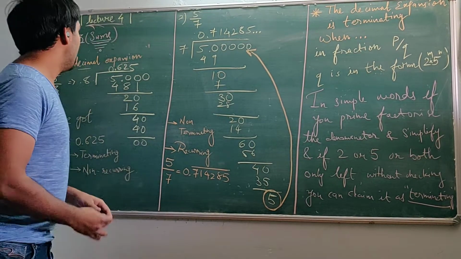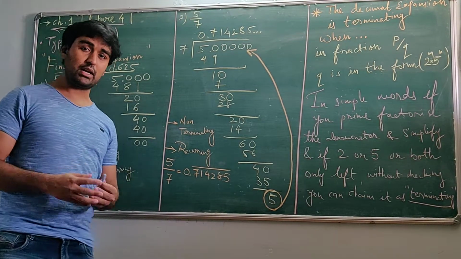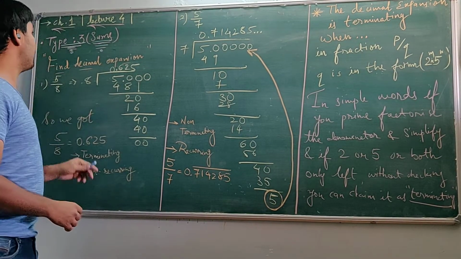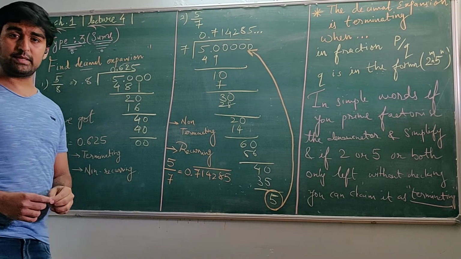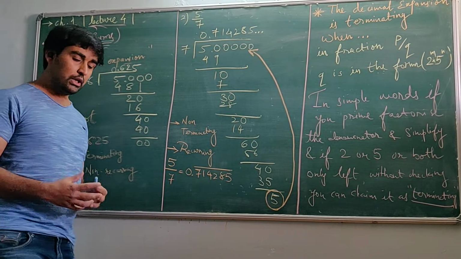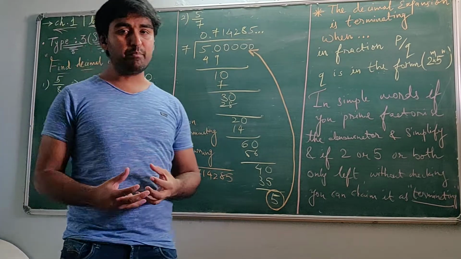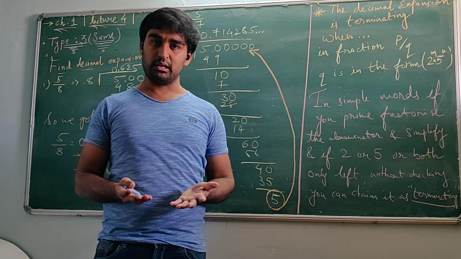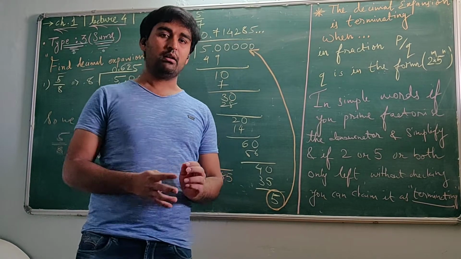Namaskar. Today we are going to start with lecture number 4 of chapter number 1, and we are going to cover type number 3 sums, which are find the decimal expansion. In these, fractions will be given and we need to convert the fractions into the form of decimals, which is very simple indeed.